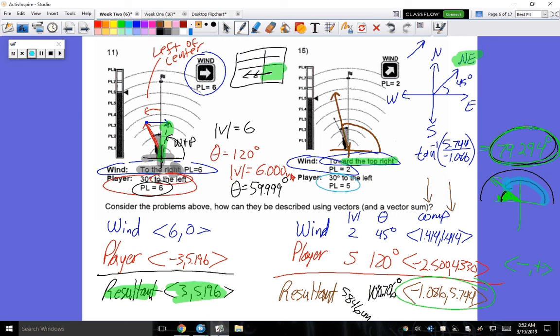So the resultant vector, let me highlight that in green. These are the components of the resultant vector, and it would be traveling that strength and in that direction.